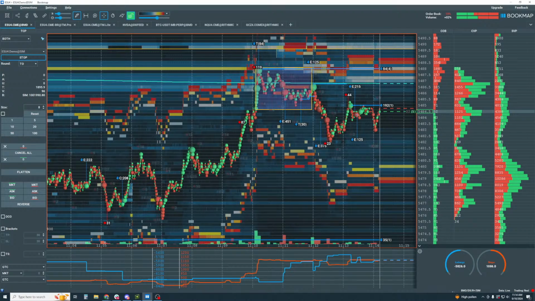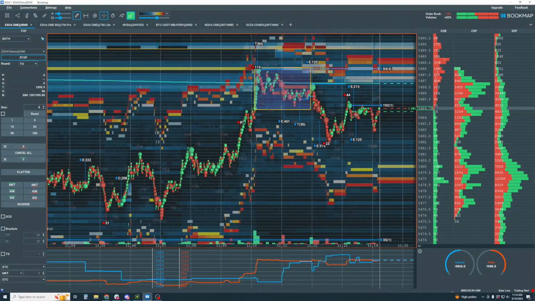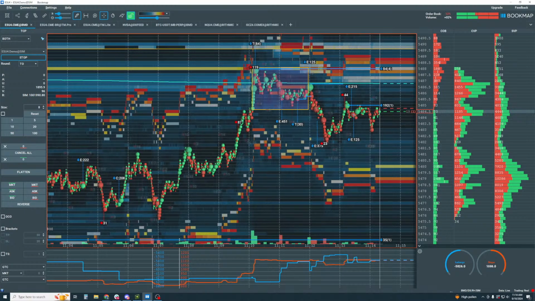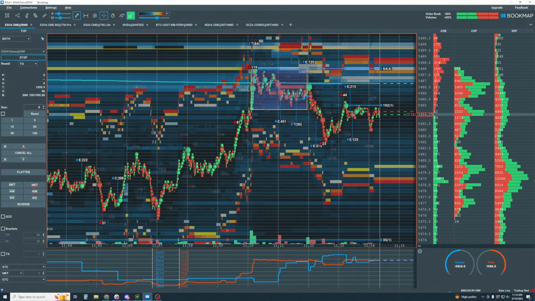Can I add Bookmap into Thinkorswim? Bookmap is available within Thinkorswim. It's already integrated, embedded.